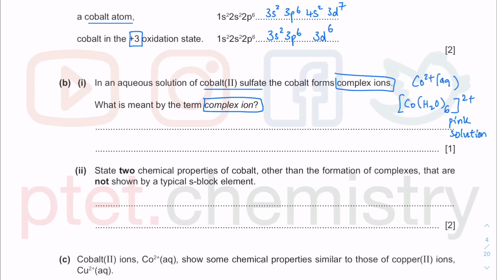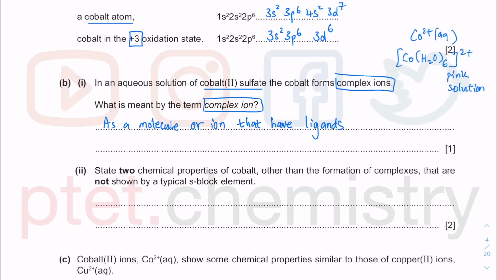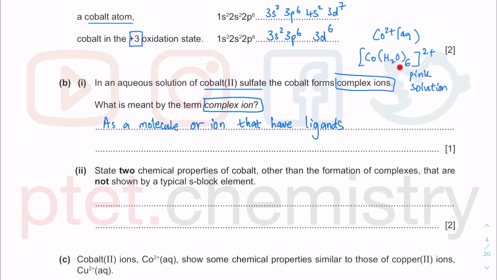So you define a complex ion as a molecule or ion. In this case, obviously it's an ion, but sometimes you get a complex which is a molecule. So it is an ion in this case that has ligands, and ligands have their own definitions, obviously. So what does the ligand do in this case? Like this water here, these are ligands, water molecule ligands.